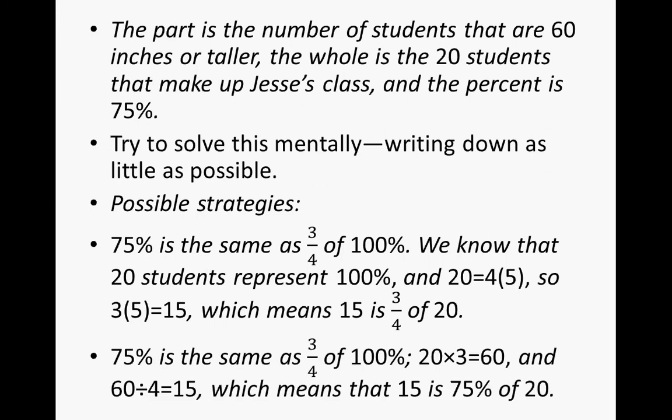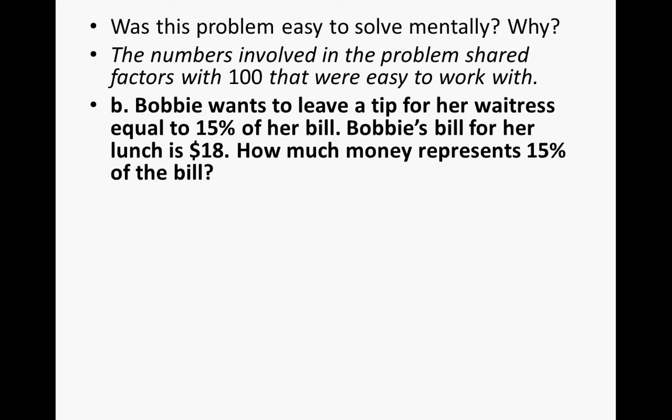Another strategy is 75% is the same as 3/4 of 100%. 20 times 3 is 60, and 60 divided by 4 is 15, which means that 15 is 75% of 20. So was this problem easy to solve mentally, and why? Well, the numbers involved in the problem shared factors with 100 that were easy to work with. Let's take a look at part B.